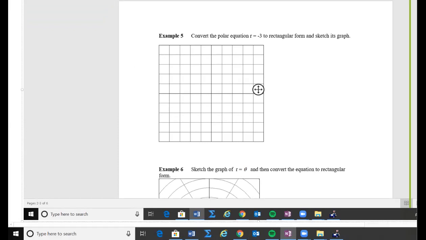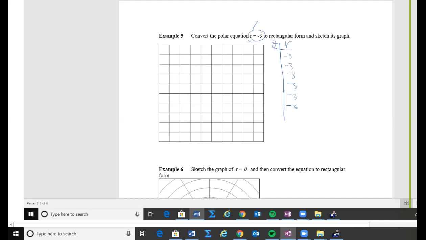They want us here, r equals -3. Now, it says convert, first of all. I want you to see something before we convert it. r equals -3. If you build a table, theta and r, this is your equation, r has nothing to do with theta. It's independent from theta. So whatever you do for theta isn't going to matter. r is still going to be -3.